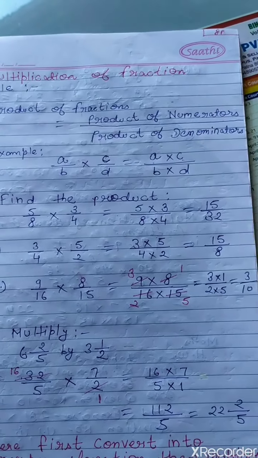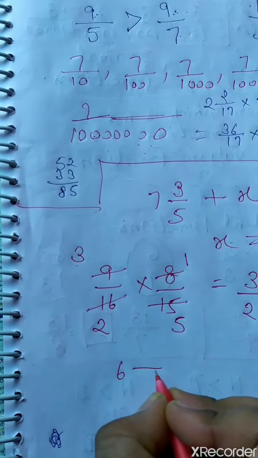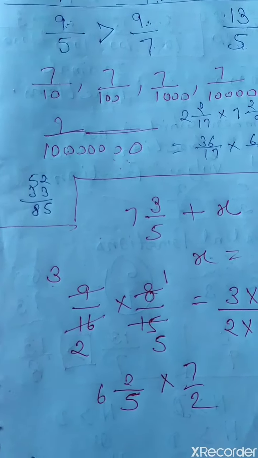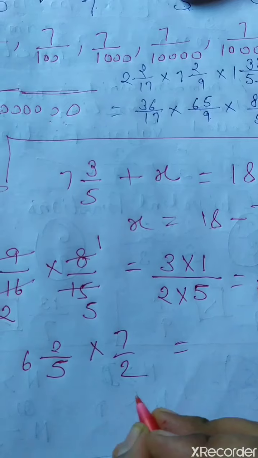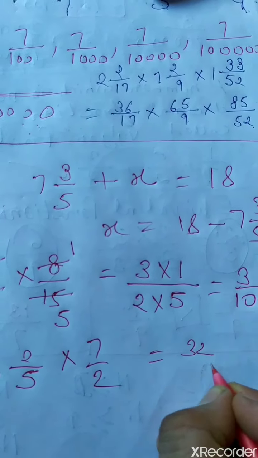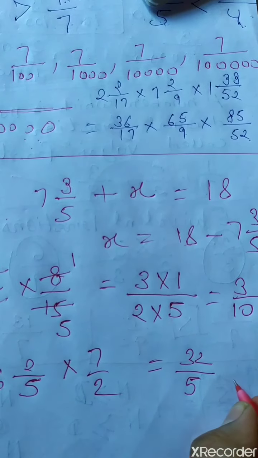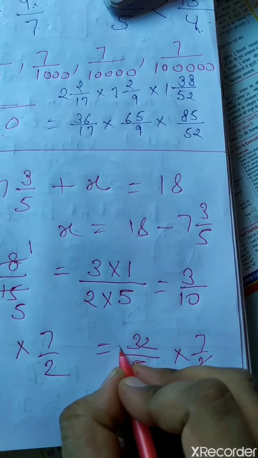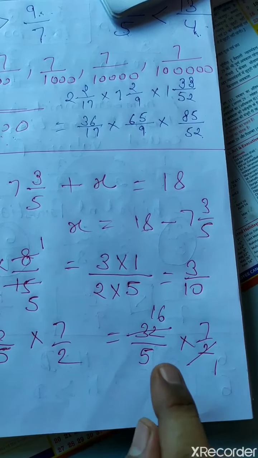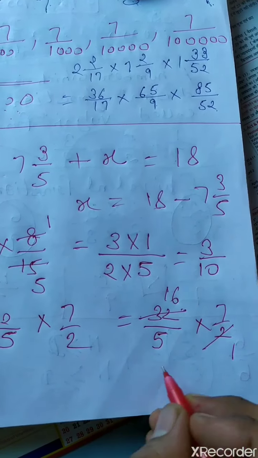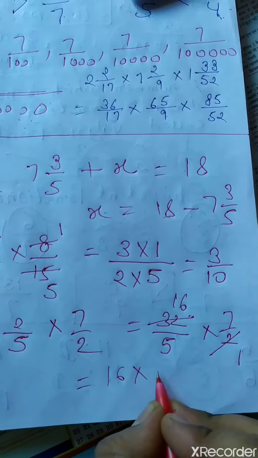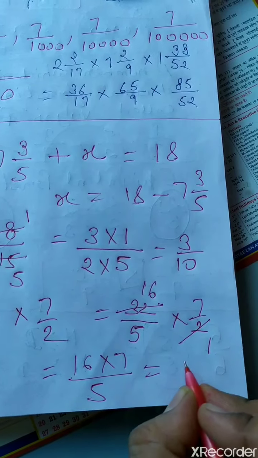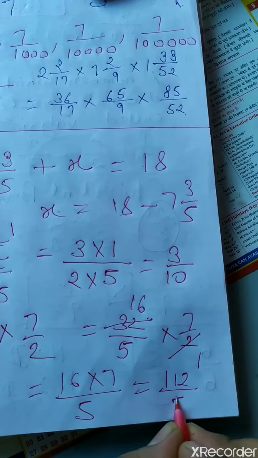So in this question also, when the question is 6 whole 2 by 5 into 7 by 2, you will do this only: convert 6 into 5, 30 plus 2, 32 by 5 into 7 by 2. Then 2 into 1 time and 2 into 16 times, because 16 twos are 32. Now it is 16 into 7 by 5. So the product is 16 into 7 by 5. Now 16 sevens are 112.